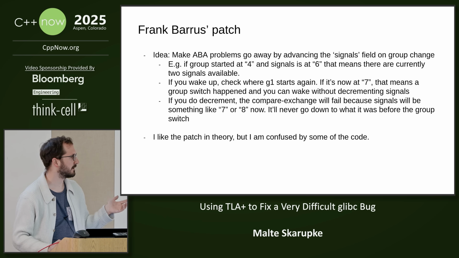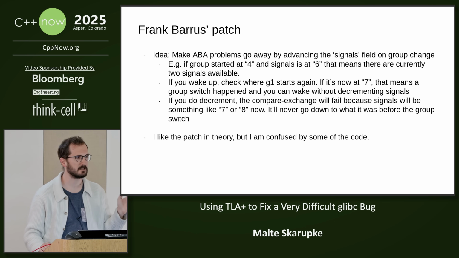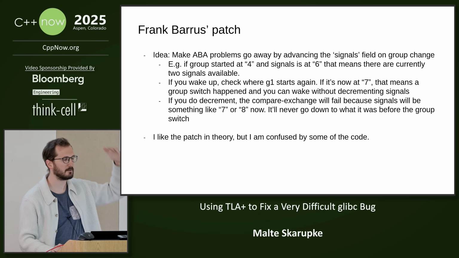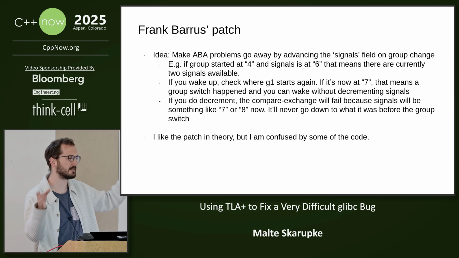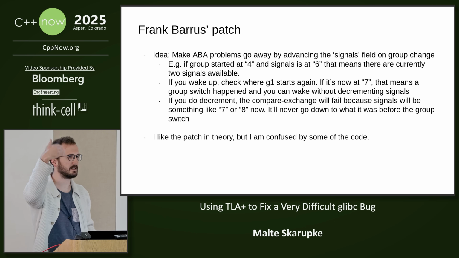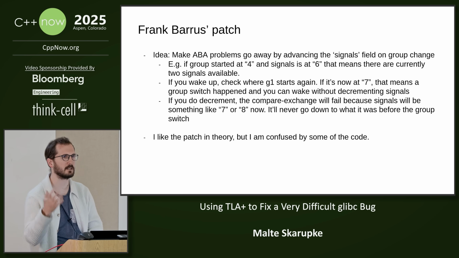And I like this patch in theory, but I'm confused by some of the code. It's the same as the original condition variable code where I follow, and then I'm like, why does this happen? It causes another wake here, and I don't understand why it caused another wake here.